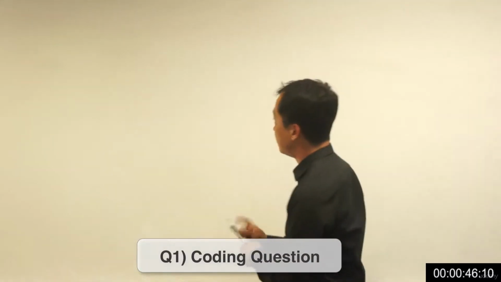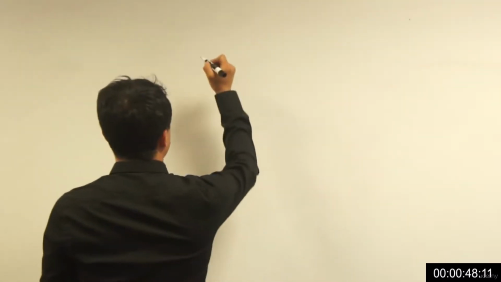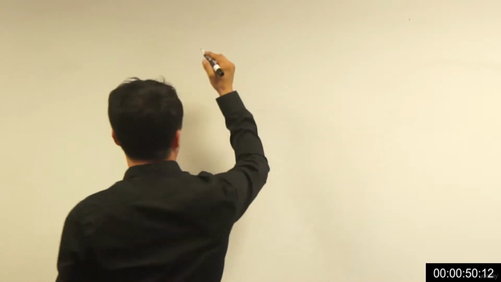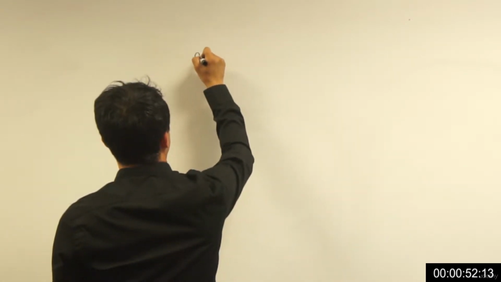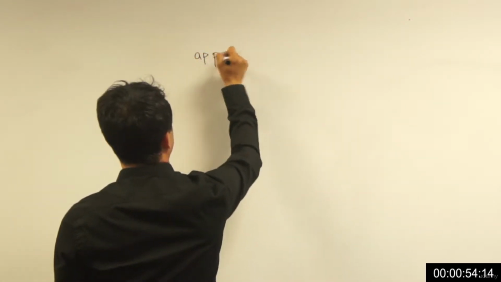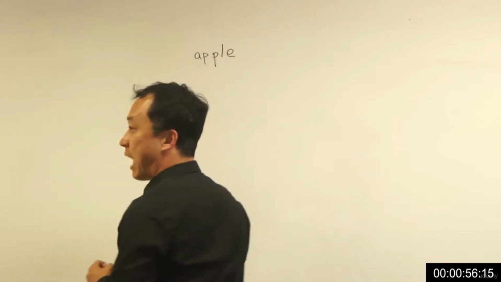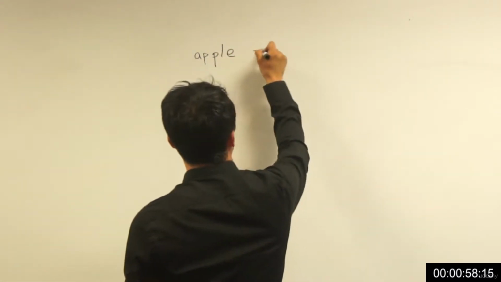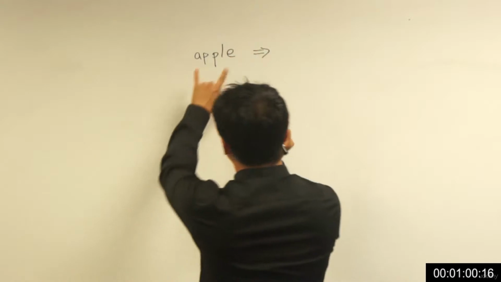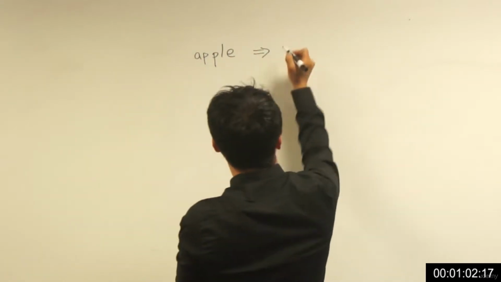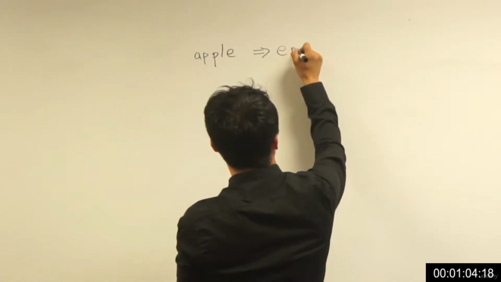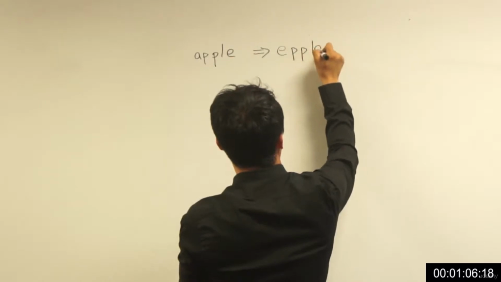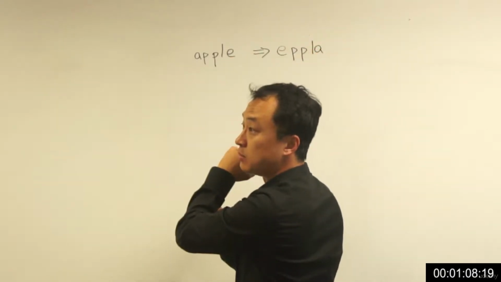Okay, so the first question that I have is I want you to look at the string and do some processing. For example, I have the word apple. And then I want you to write a function to reverse all the vowels. So E, P, P, L, A is the output of that function.